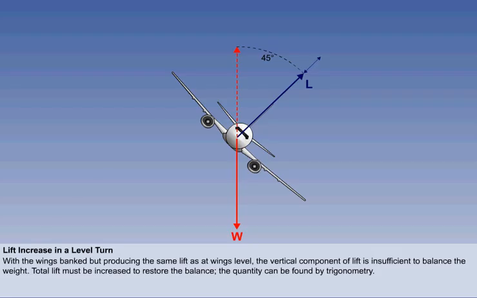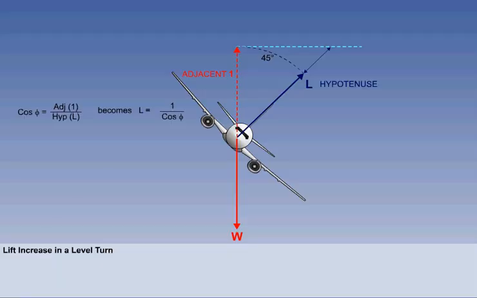The lift must therefore be increased, so that its vertical component balances the weight, and the relationship between the vertical force and the lift required can be found using trigonometry, using the symbol phi as the bank angle and taking the vertical force required as 1, the adjacent, lift being the hypotenuse. Cosine equals adjacent over hypotenuse, and if we transpose this formula, we arrive at L equals 1 over cos phi.